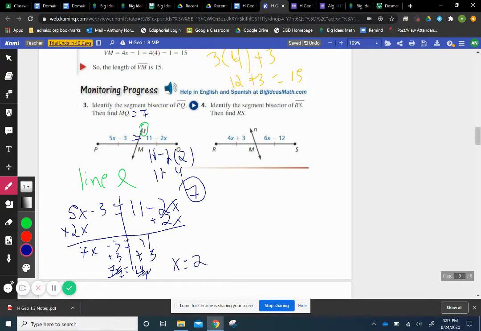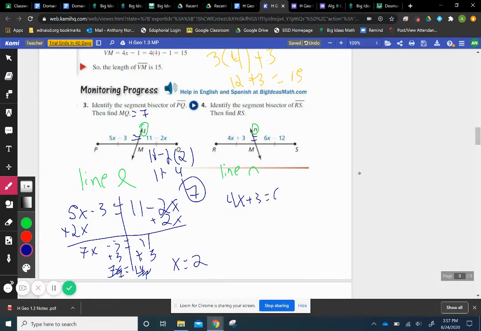Answer number 4 coming in 5, 4, 3. Identify the segment bisector of segment RS, then find the length of RS. So, what's a bisector? If we look up here, once again, we got this nice little lowercase cursive-ish special font looking letter. So that means line N is our bisector. Next verse, same as the first. Looking for RS. That's the whole thing. That is the whole enchilada. Cheese enchilada, please.